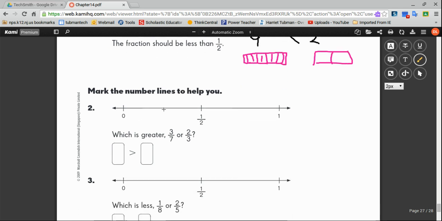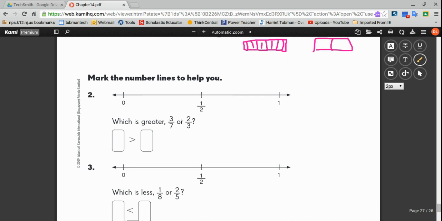Alright, number 2. Mark the number lines to help you. So let's look at this. Which is greater, 3/7 or 2/3? So again, we can mark our number lines to show us where 3/7 or 2/3 is. Well, in this situation, what I can do is find some equivalent fractions. So 2/3 or 3/7.